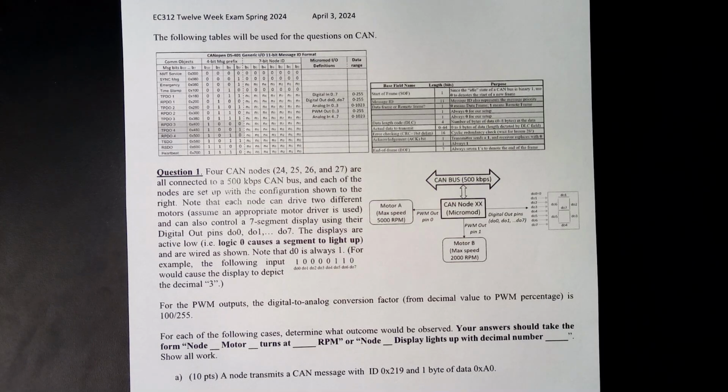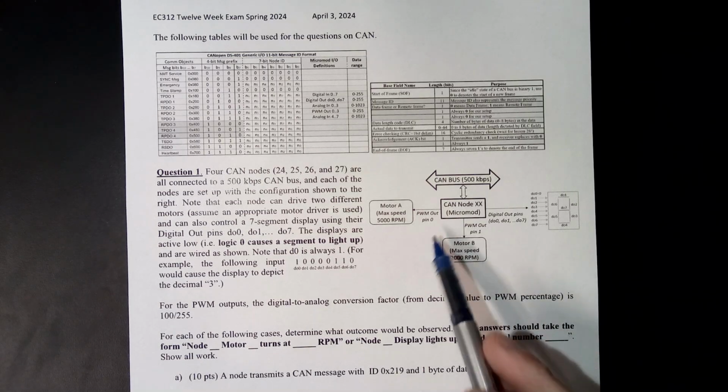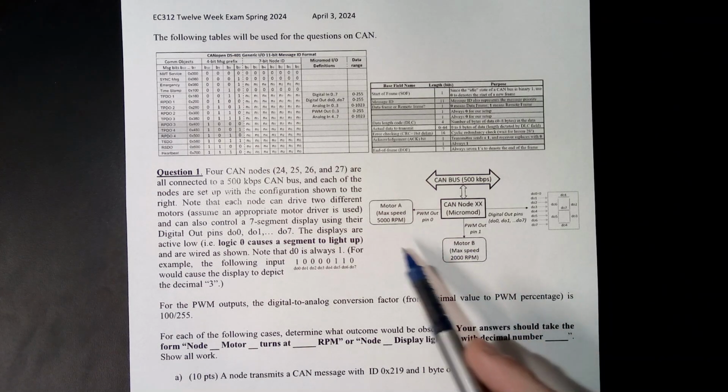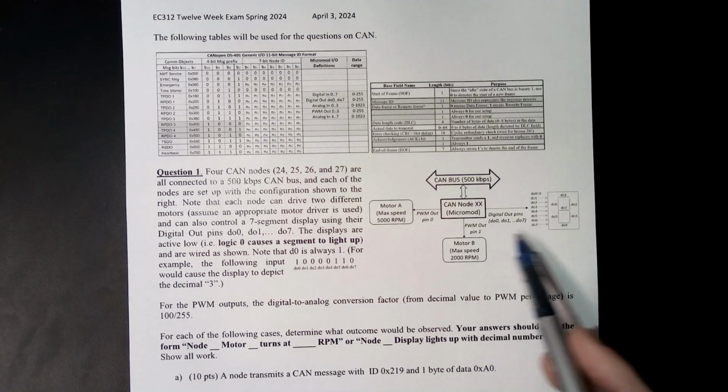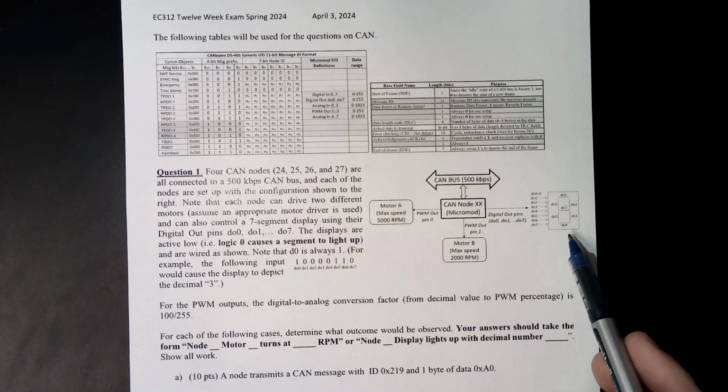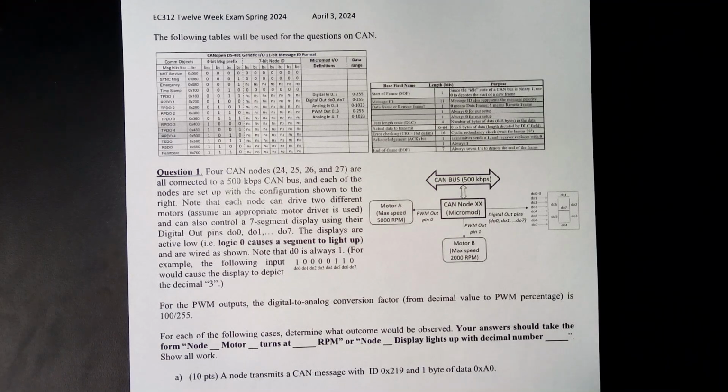We've got 4 CAN nodes connected to a bus, and we are to assume that the nodes are all set up in the same way, where they've got 2 PWM outputs to 2 motors with different RPMs, and a set of digital output pins that are connected to a segment display that will be used to turn on parts of that segment. Answers are supposed to be given in the form "node blank motor blank turns at blank RPMs," or "node blank display lights up with decimal number blank." We're going to be extracting that information from the CAN messages that are given.